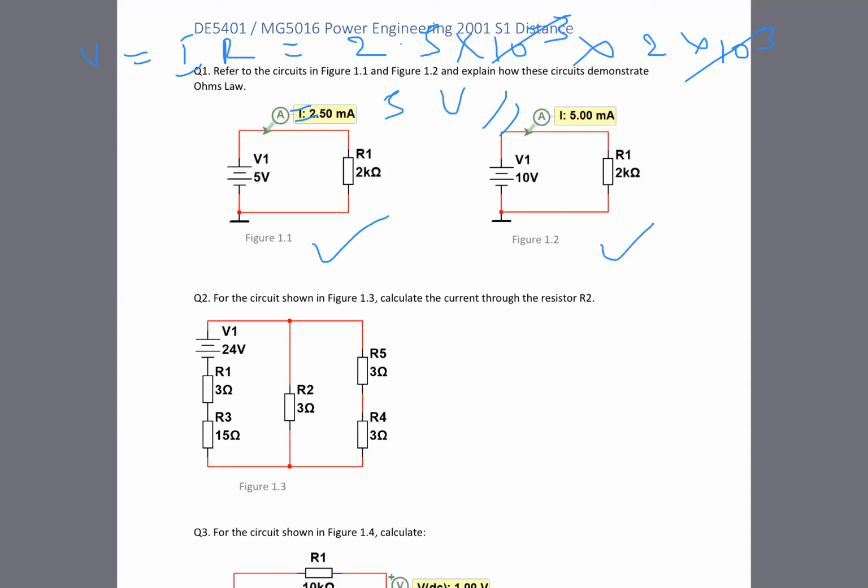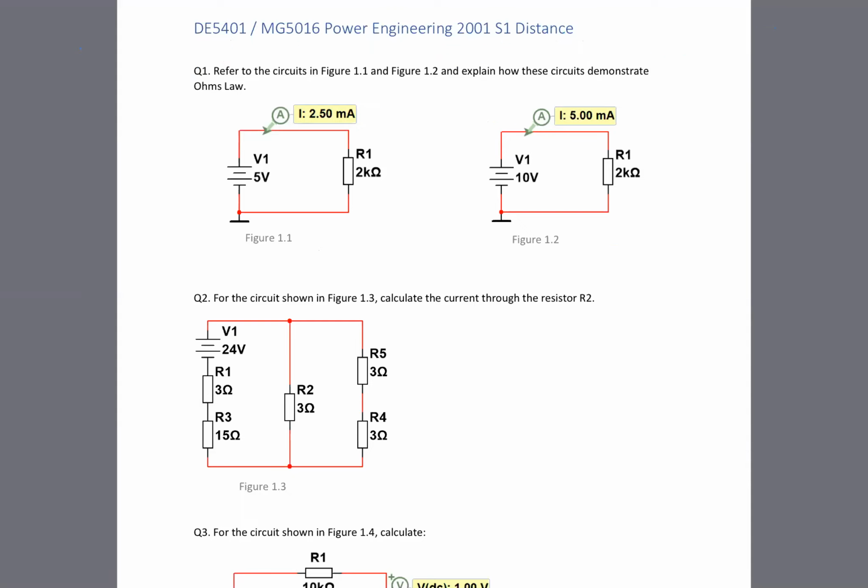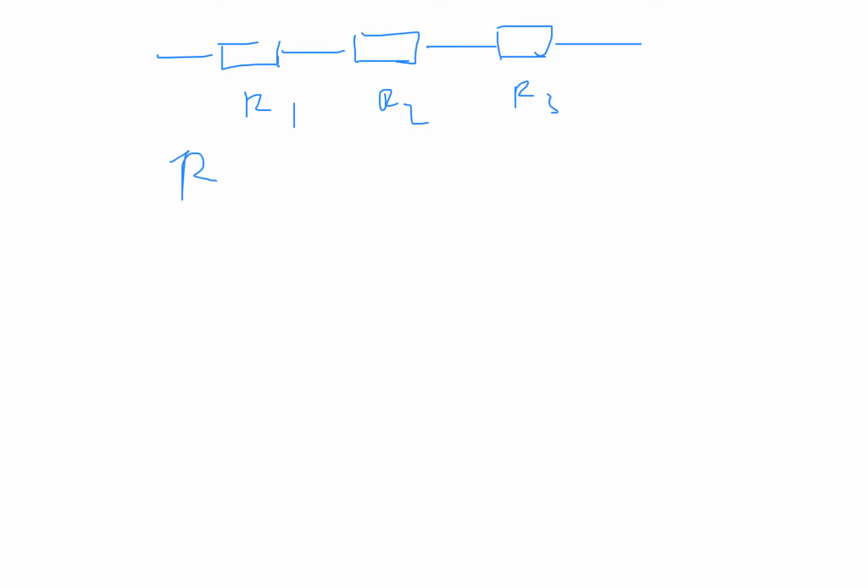Now here, guys, tell me, when we connect resistors like this in series, what will be the total resistance? R1 plus R2 plus R3. Yes, very good. When we connect them in series, the total resistance is equal to R1 plus R2 plus R3. You agree, right?